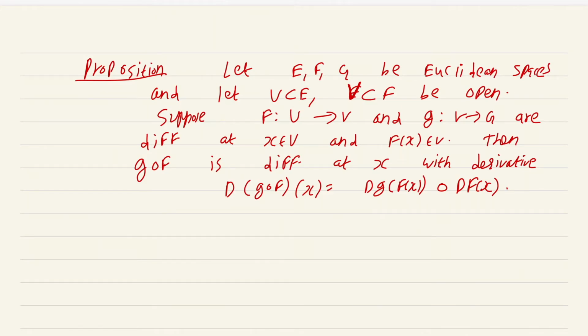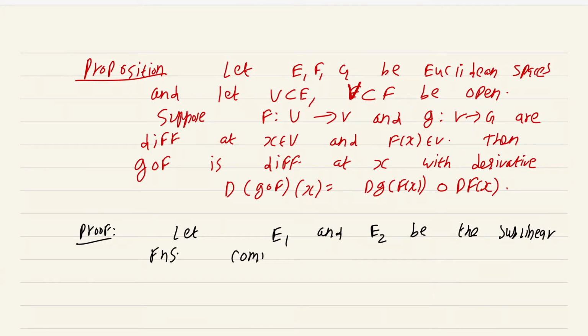Okay. So the proof is going to be rather mechanical, but it is straightforward. So what we are going to do is the following. Let e1 and e2 be the sublinear functions coming from the definition of differentiability of f and g.